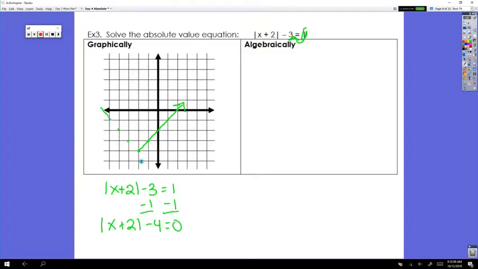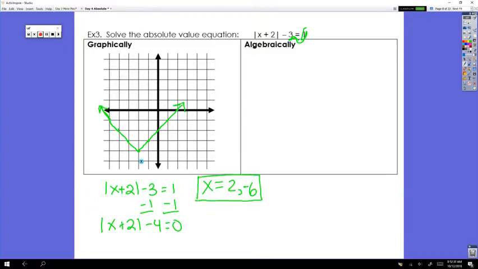And this is going to be our answer. So our answer is going to be x is equal to, we can see it crosses the x-axis at 2 and 1, 2, 3, 4, 5, 6, -6.